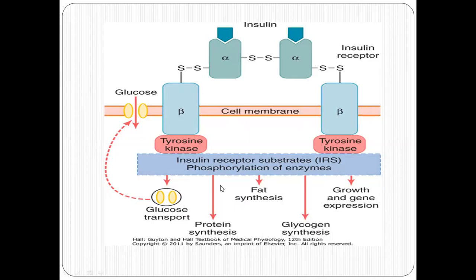Then it also acts on protein synthesis. It acts on fat synthesis. It acts on glycogen synthesis, and it helps in growth and gene expression. So this is how the receptor hormone complex of insulin is working together.